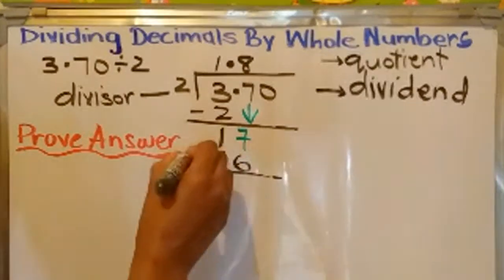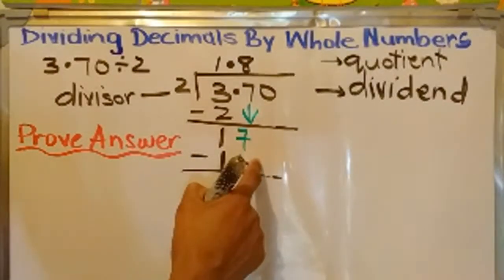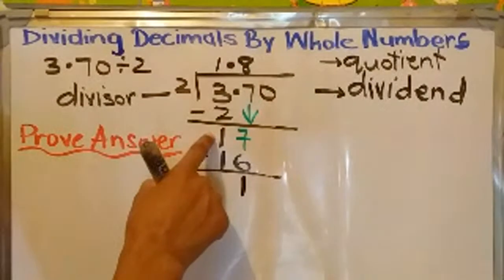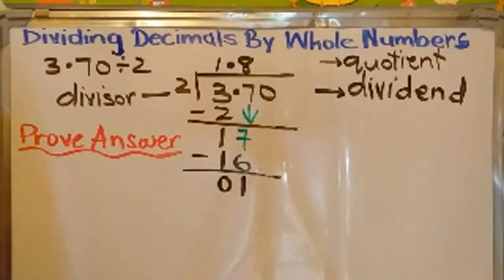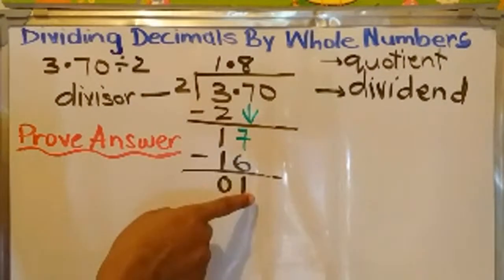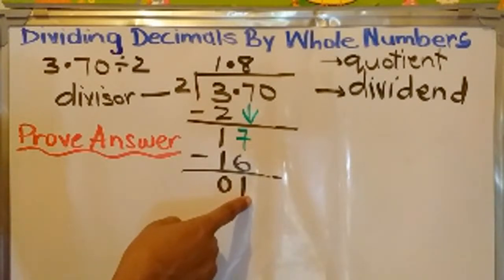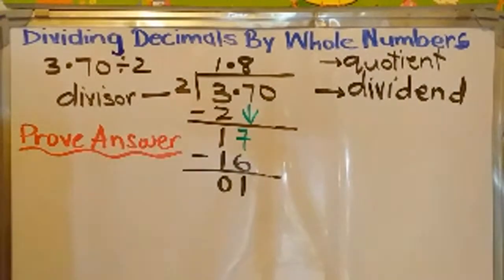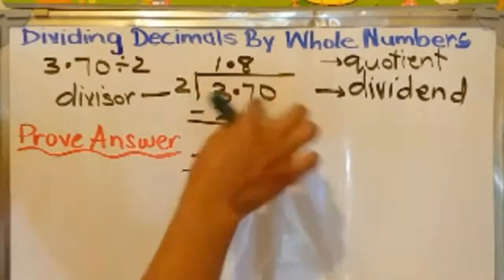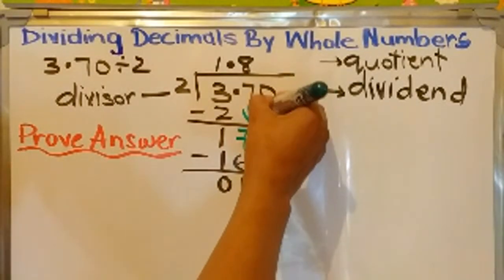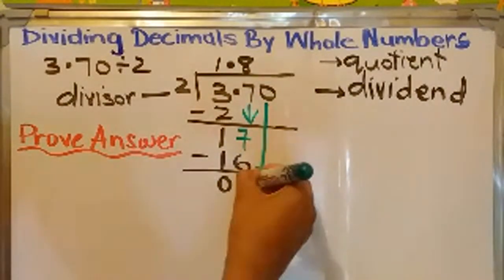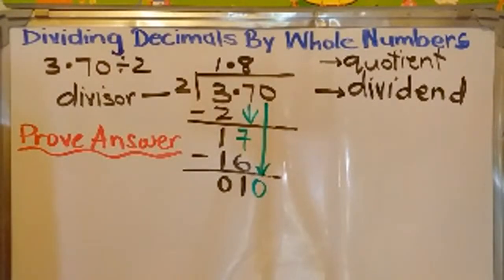Draw my line, and I'm going to take away. I have 7 things. I give away 6. I have only 1 left. I have 1 thing. I give away all of it. I have 0 left. All right, so the next thing I am going to do is ask myself, can I get a group of 2 from this 1? No, because 1 is smaller than 2. So I'm going to bring down the next digit that I have in my dividend. I just bring down my 0. I'm going to put my 0 right beside my 1. And now it becomes 10.